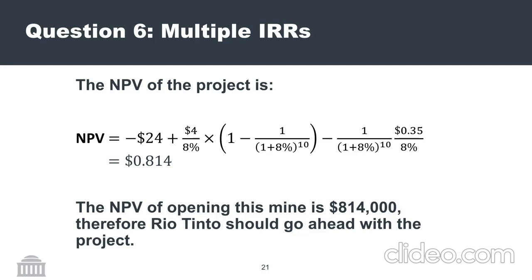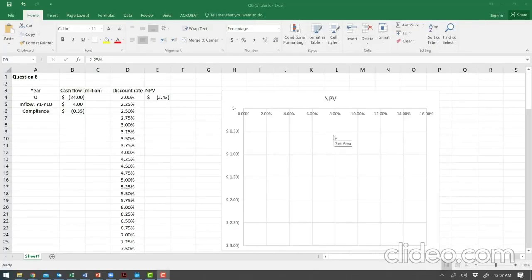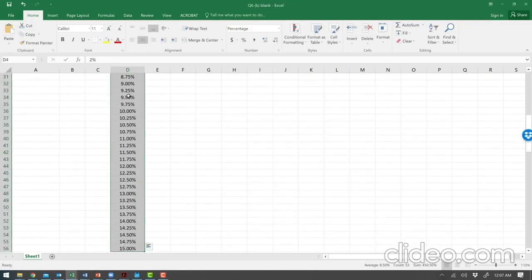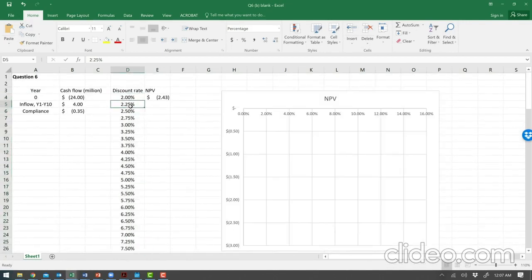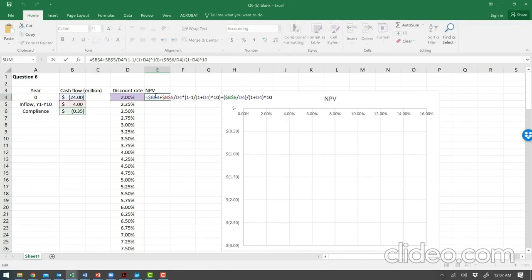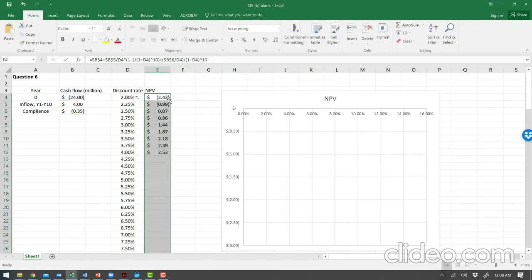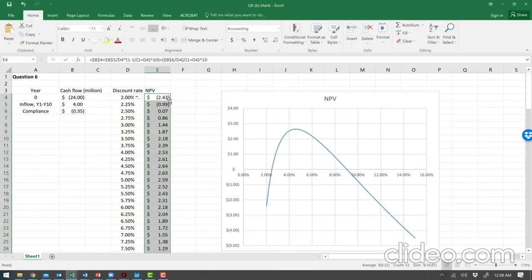So what gives? To understand what's going on, let's build an NPV profile of this project. I have created an array of discount rates from 2% to 15% in 0.25% increments. For each of these discount rates, let's compute the net present value. I'm using here the same formula as the one we just used. I will extend this array, which will automatically compute the net present value for all discount rates that we have here.